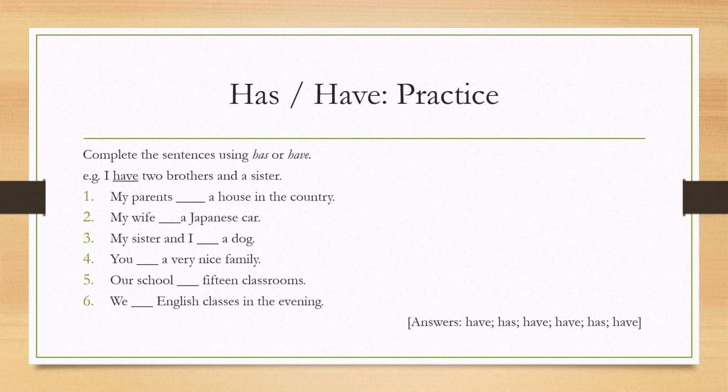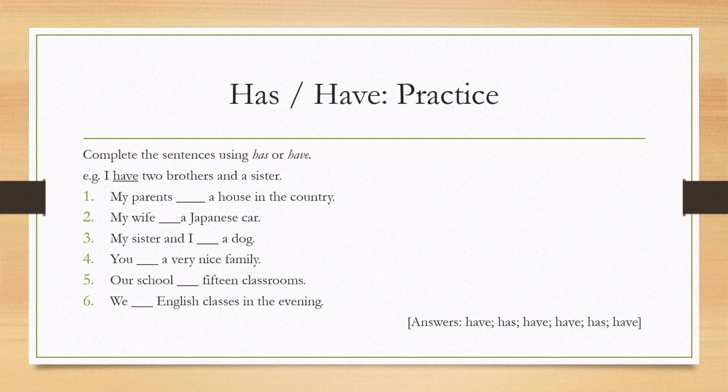a Japanese car. Number 3, my sister and I, a dog. Notice if it's a person and then myself, because I am I, my sister and I means we, not so? Once you are included, now it becomes the plural subject pronoun we. So we, a dog. We need the verb have. Yes, my sister and I have a dog. You, a very nice family. Okay, if we remember our table, you have a very nice family.